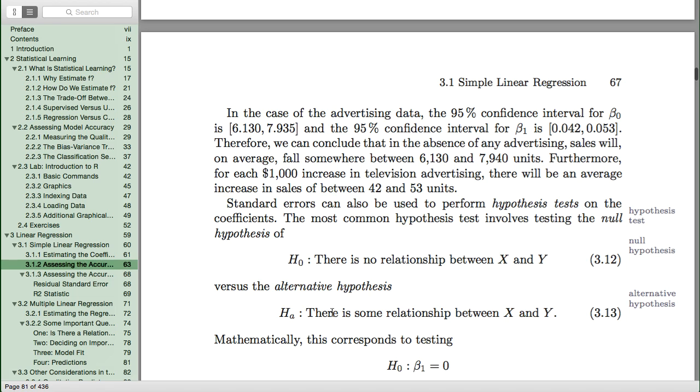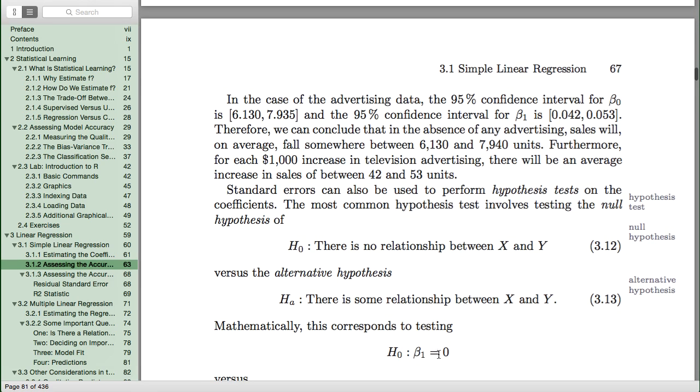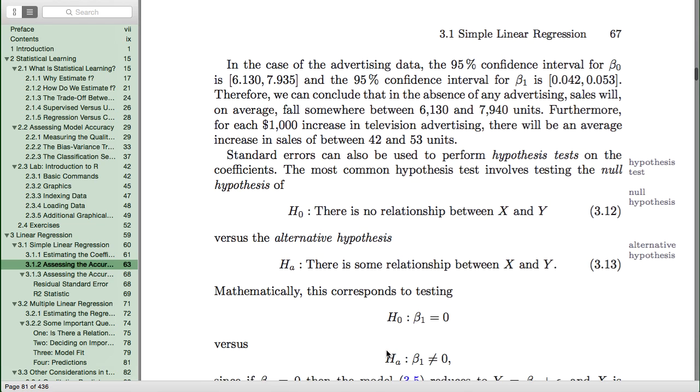Okay, the other thing that we can do besides forming confidence intervals is make tests and form hypothesis tests. In simple linear regression, hypothesis tests always have this form: there is no relationship is the null hypothesis, H naught, and the alternative hypothesis, HA, is that there is some relationship. This corresponds to testing this versus this. I should point out that frequently we actually test that beta 1 is equal to 0 versus that it's greater than 0.